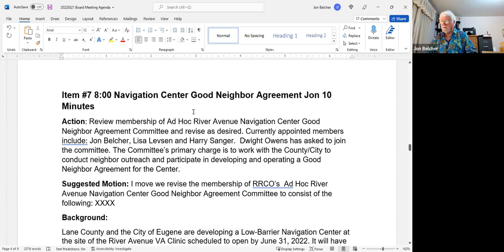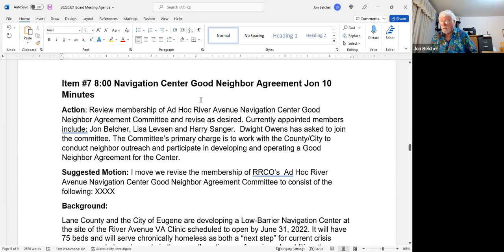Item number 7. This is mine too. This requires a little bit of background, and I tried to put it in the agenda, but for those who didn't see the agenda or otherwise don't know, the county and the city have come together to establish a navigation center to be developed on the site of the old VA clinic on Silver Avenue. I think it's 151, excuse me, River Avenue.